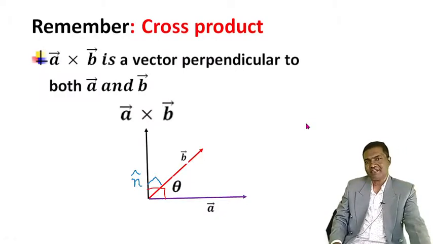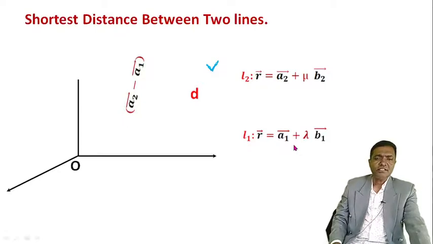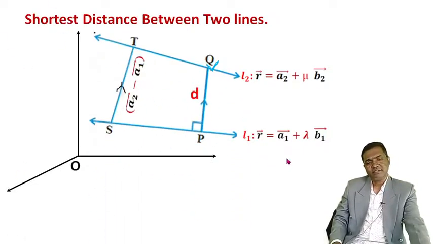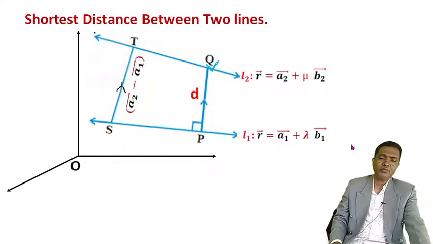So let's understand. Now see here, consider a coordinate axis. This is x-axis, y-axis, z-axis. Anywhere you take, you can rotate the coordinate axis. Okay, so these are two lines in space, line L1 and L2. And their vector equations are vector r equals a1 vector plus lambda vector b1, and a2 vector plus mu vector b2. What do these a1, a2, b1 vector and b2 vector stand for?